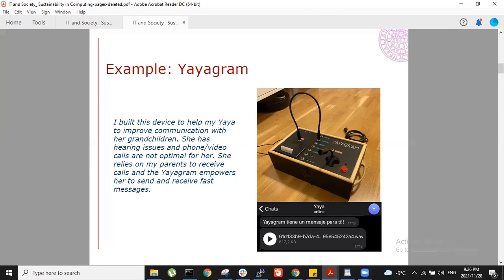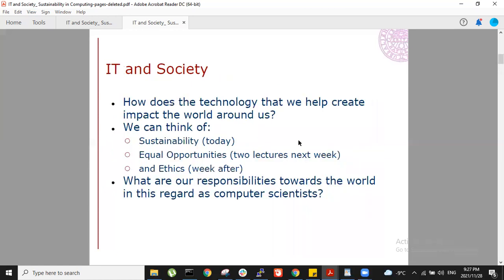But before Yayagram, I think I should discuss a concept here as well in IT and society, which is digital society. I think it's also a really important term to know about. As we know, how does the technology that we help create impact the world around us? Or we can say in simple words, the role of information technology in our society. So digital society is one of the roles IT is playing in our society.